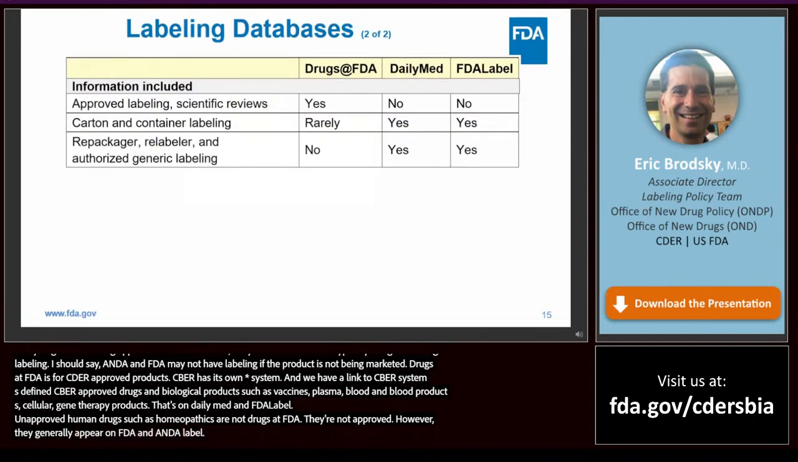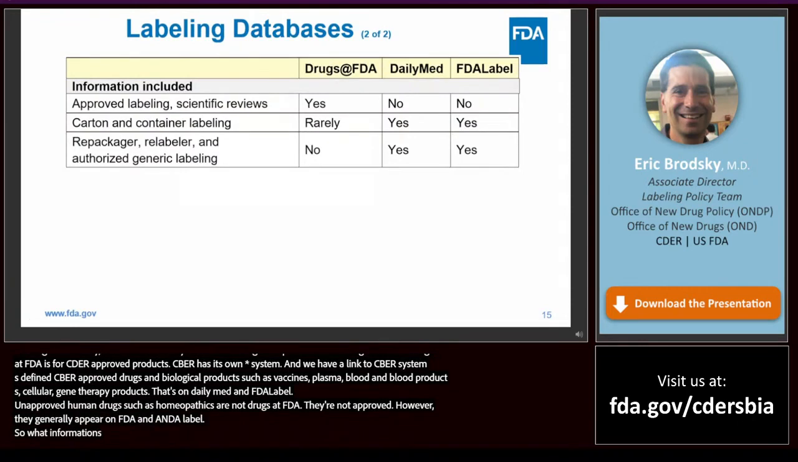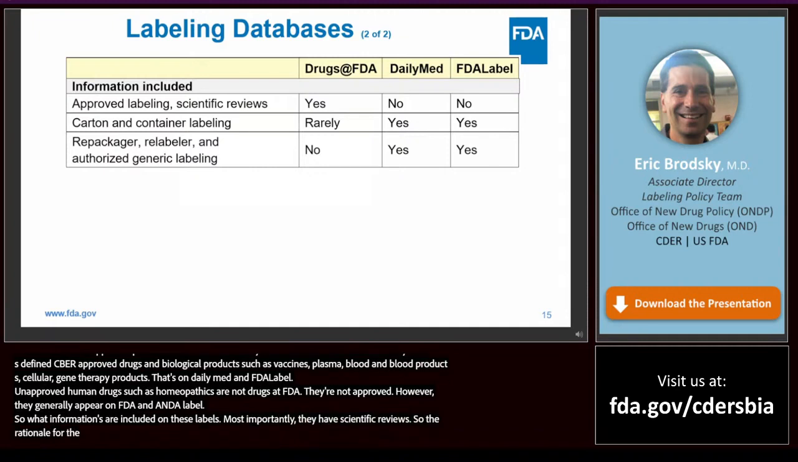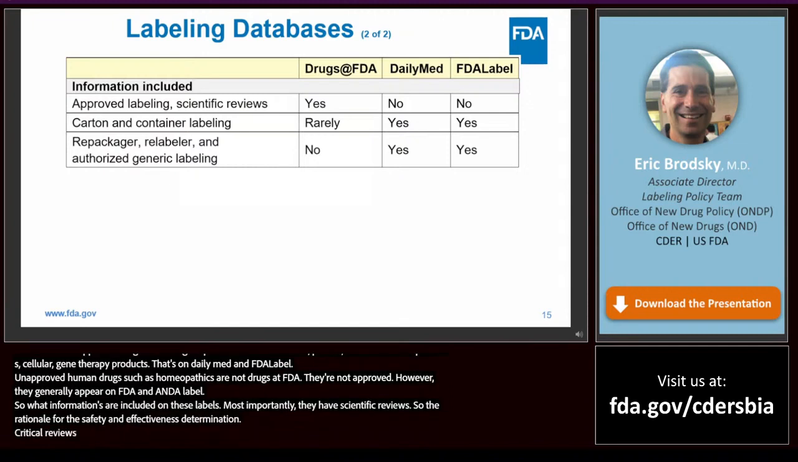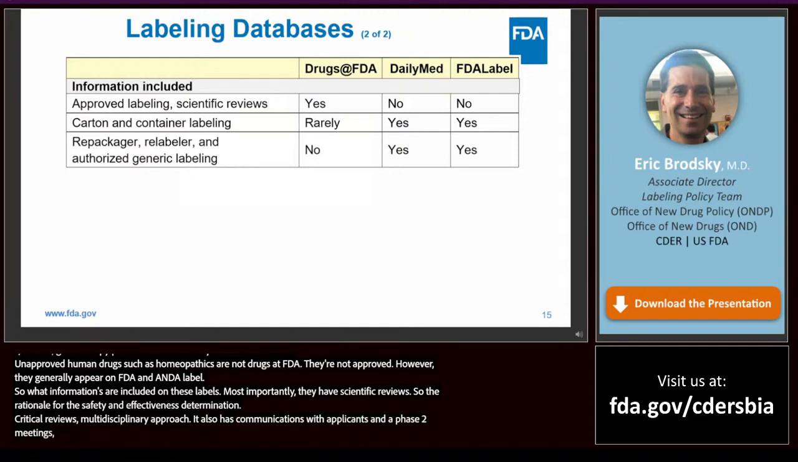So what information is included on these three databases? Most importantly, Drugs@FDA has the scientific reviews, so the rationale for the safety and effectiveness determination. Critical reviews, multidisciplinary approach. It also has communications with applicants, end of phase 2 meetings, pre-BLA, pre-NDA meeting minutes, drug development communications.